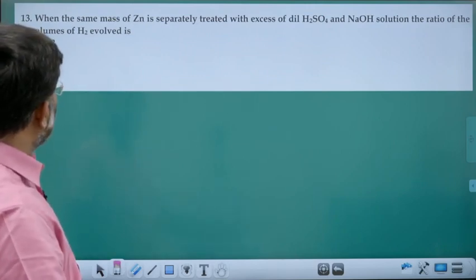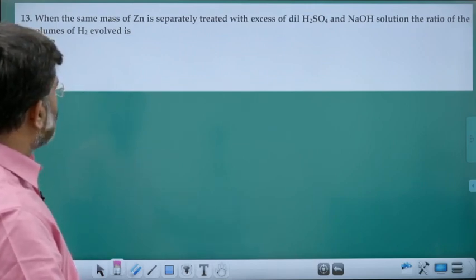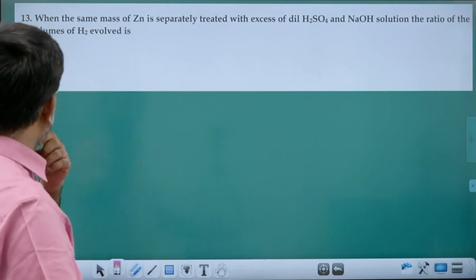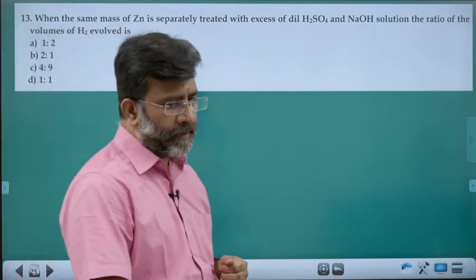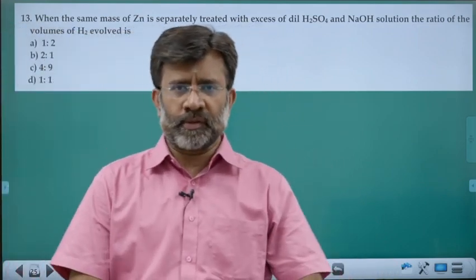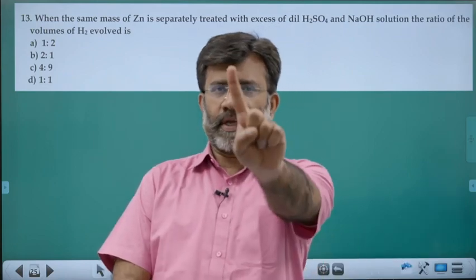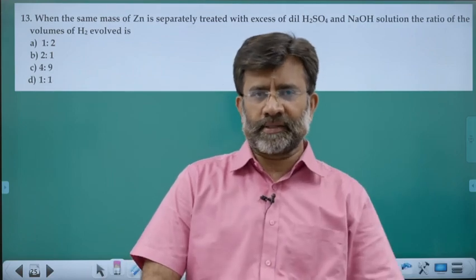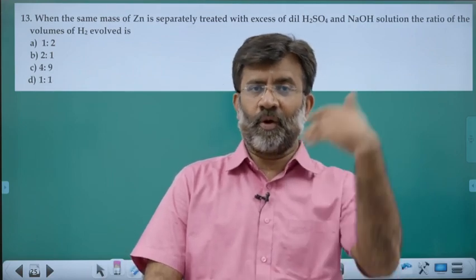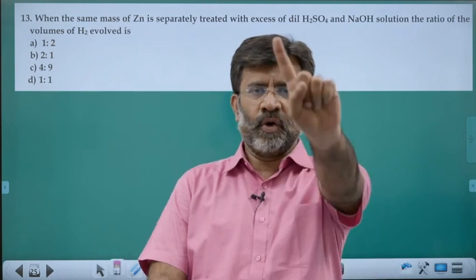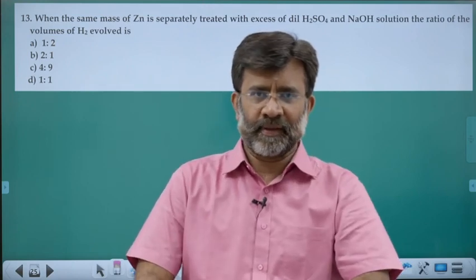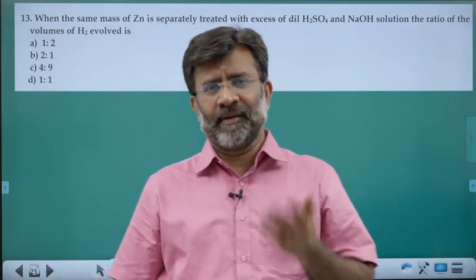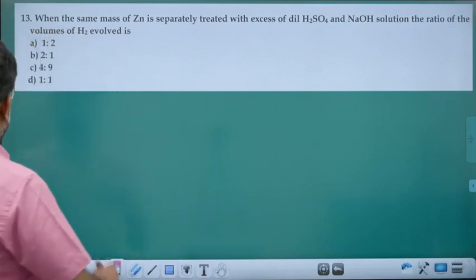When the same mass of zinc is separately treated with an excess of dilute sulphuric acid and NaOH solution, the ratio of volumes of hydrogen evolved is, see, 1 mole zinc can produce 1 mole hydrogen. 1 mole zinc is divalent. 1 mole zinc can produce 1 mole hydrogen, whether in acid medium or in alkaline medium. So what is the answer? 1:1. The answer will be 1:1.